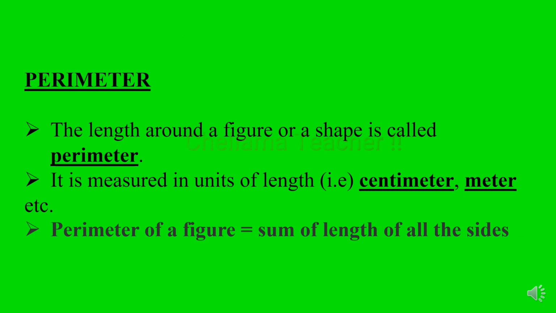Perimeter. The length around a figure or a shape is called perimeter, which is also known as boundary length. It is measured in units of length, that is centimeter or meter, etc. Kilometer. If it is a large field, it will be measured in kilometer also. Perimeter of any figure is equal to the sum of lengths of all the sides.